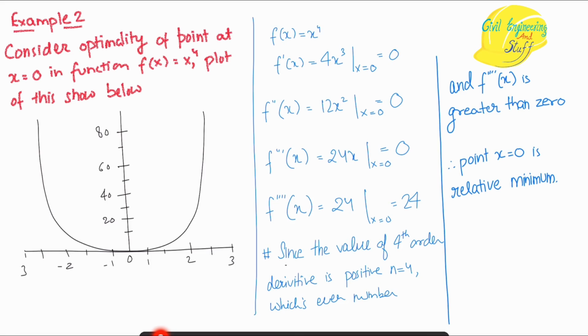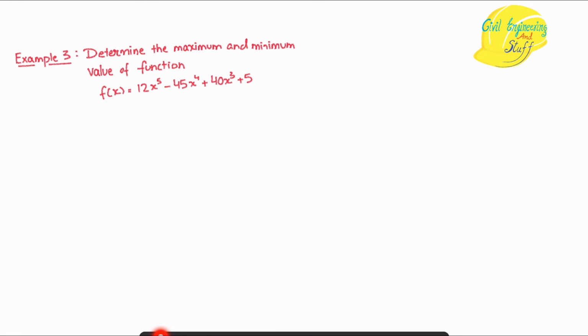Okay, let us do another question. We have to determine the maximum and the minimum value of the function f(x) equal to 12x to the power 5 minus 45x to the power 4 plus 40x cube plus 5. For this, we will find the derivative f dash x, put it equal to 0, find the values, and through those values we'll find the maximum and minimum points.